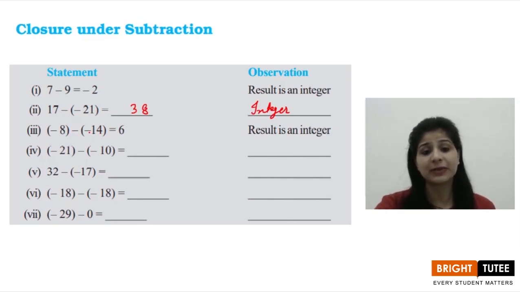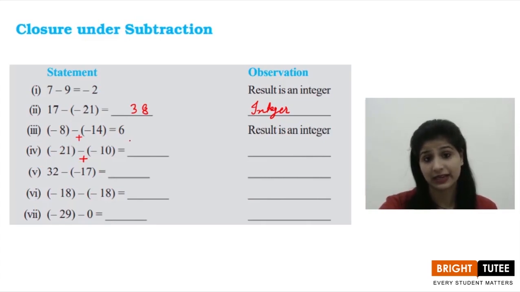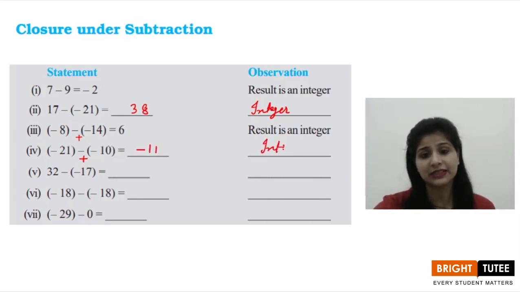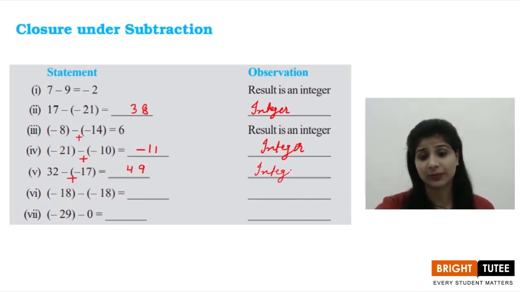Minus 8 minus minus 14, minus will become plus. So minus 8 plus 14, the answer is 6. So yes, the result is an integer. Minus 21 minus minus 10, minus and minus here would be plus. So minus 21 plus 10 is minus 11. Yes, it is an integer. It's a negative integer. 32 minus minus 17, minus and minus will again become plus. So let's add them. 7 and 2 will be 9. 3 and 1 would be 4. 49. Is it an integer? Yes, it is a positive number.